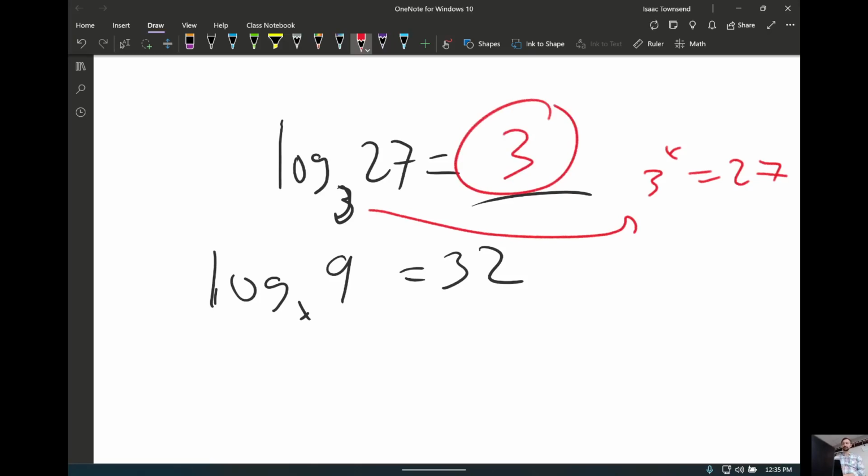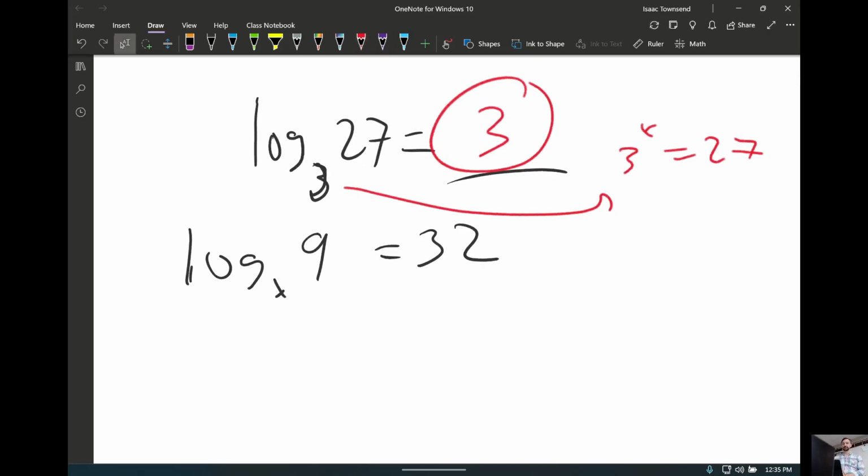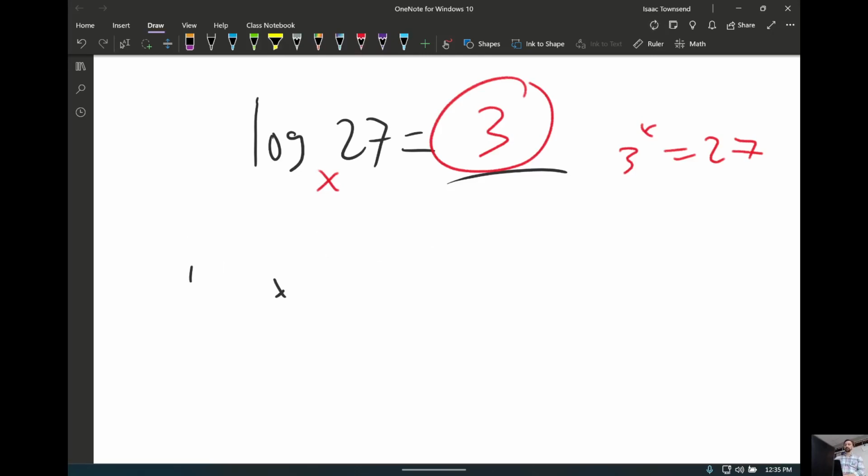So let's say they take out the base, the 3 next to the log, and they put an x there, and you've got to find the x. Yeah, there was one of those. The same way that I went from this to this, this is called logarithmic form. You can take the log away, which makes it exponential form if you switch these two things around. And so what to the third power gives you 27?